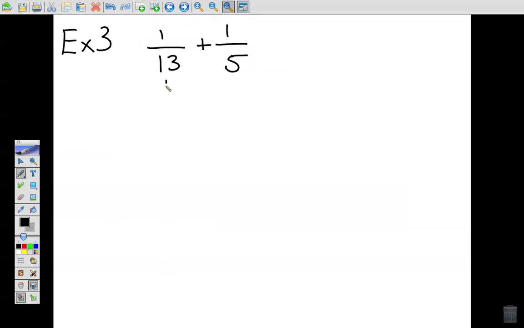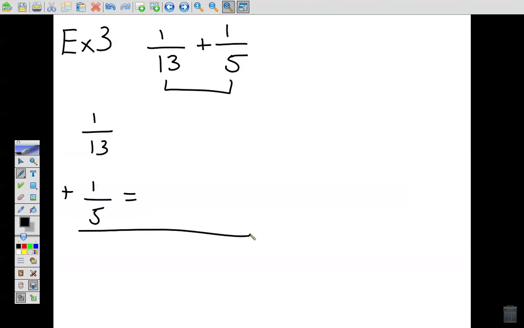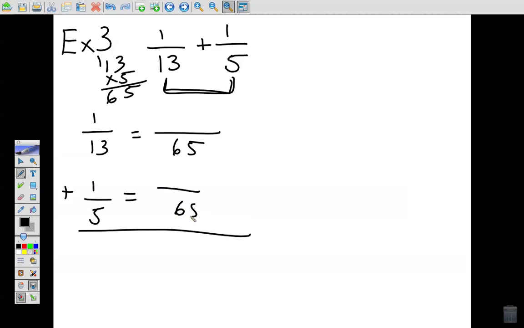Now, different denominators, right? So I'm going to write it vertically. And our goal is to find a common denominator. Well, how do you find that common denominator? You multiply the two together. Let's see, 13 times 5 gives me 65. That's my common denominator. Now, 13 times what is 65?